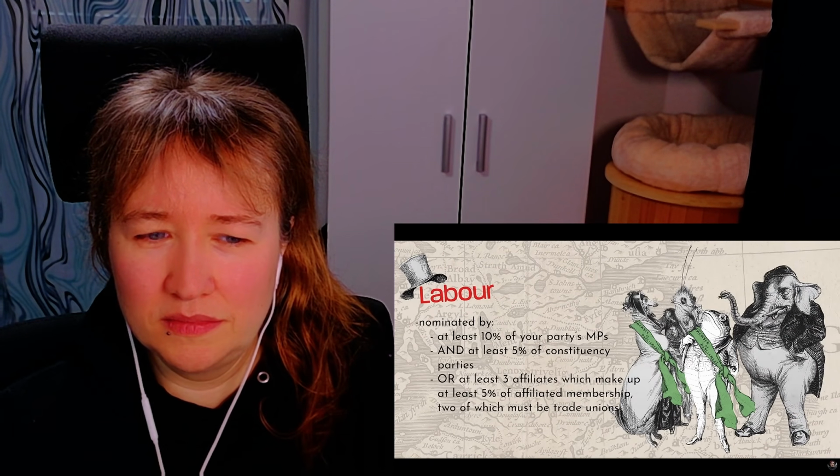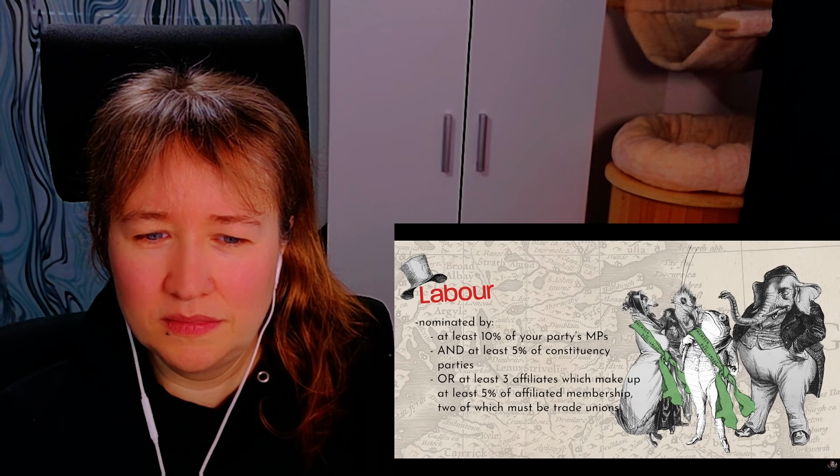If you're in the Labour Party, to be chosen as their leader, you have to be nominated by 10% of MPs and from 5% of constituency parties, or at least 3 affiliates, which make up 5% of affiliated membership, 2 of which must be trade unions. As you might expect from the name, the Labour Party is closely associated with trade unions and other labour organisations, and they get to vote on their policies and nominate leaders.